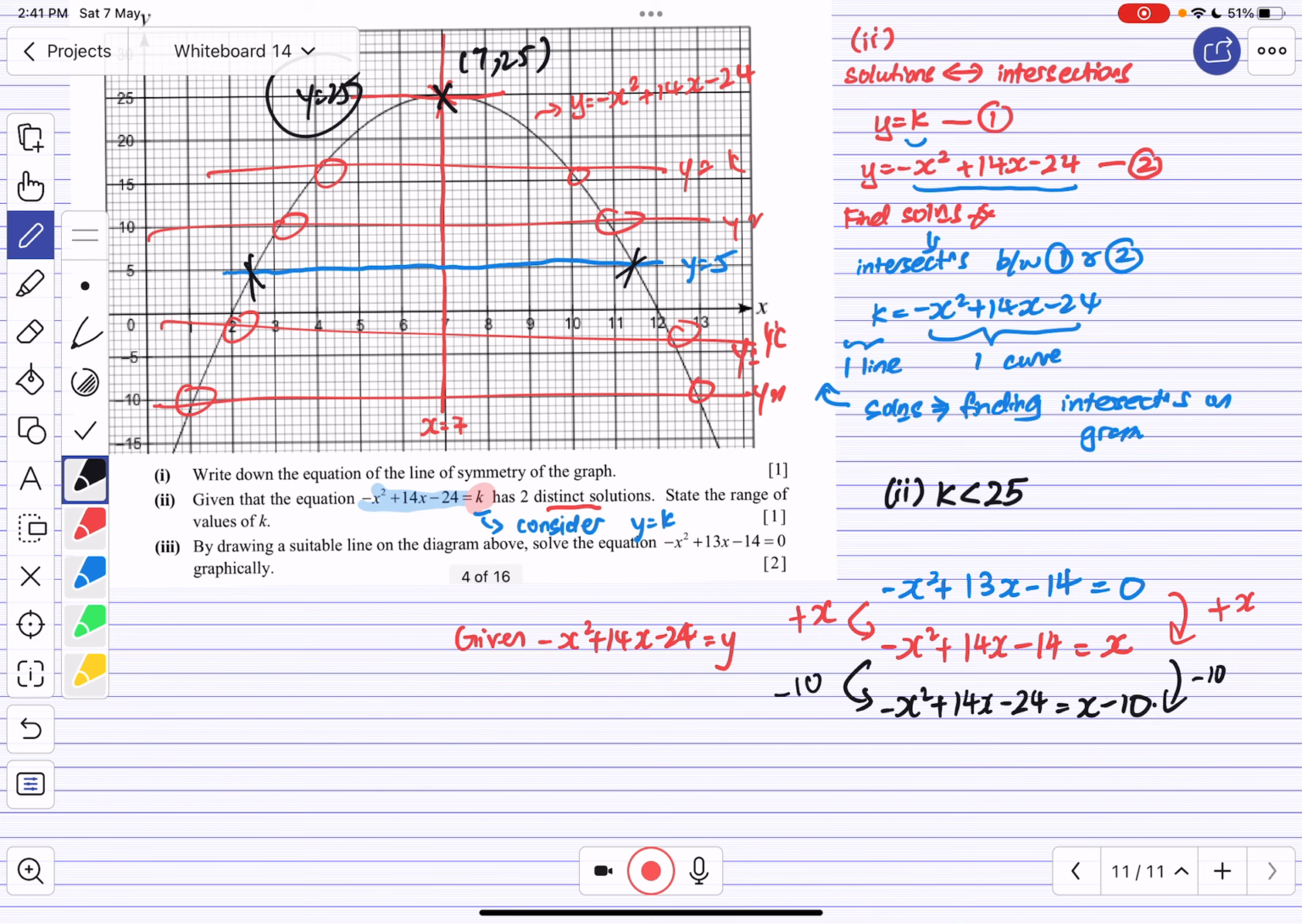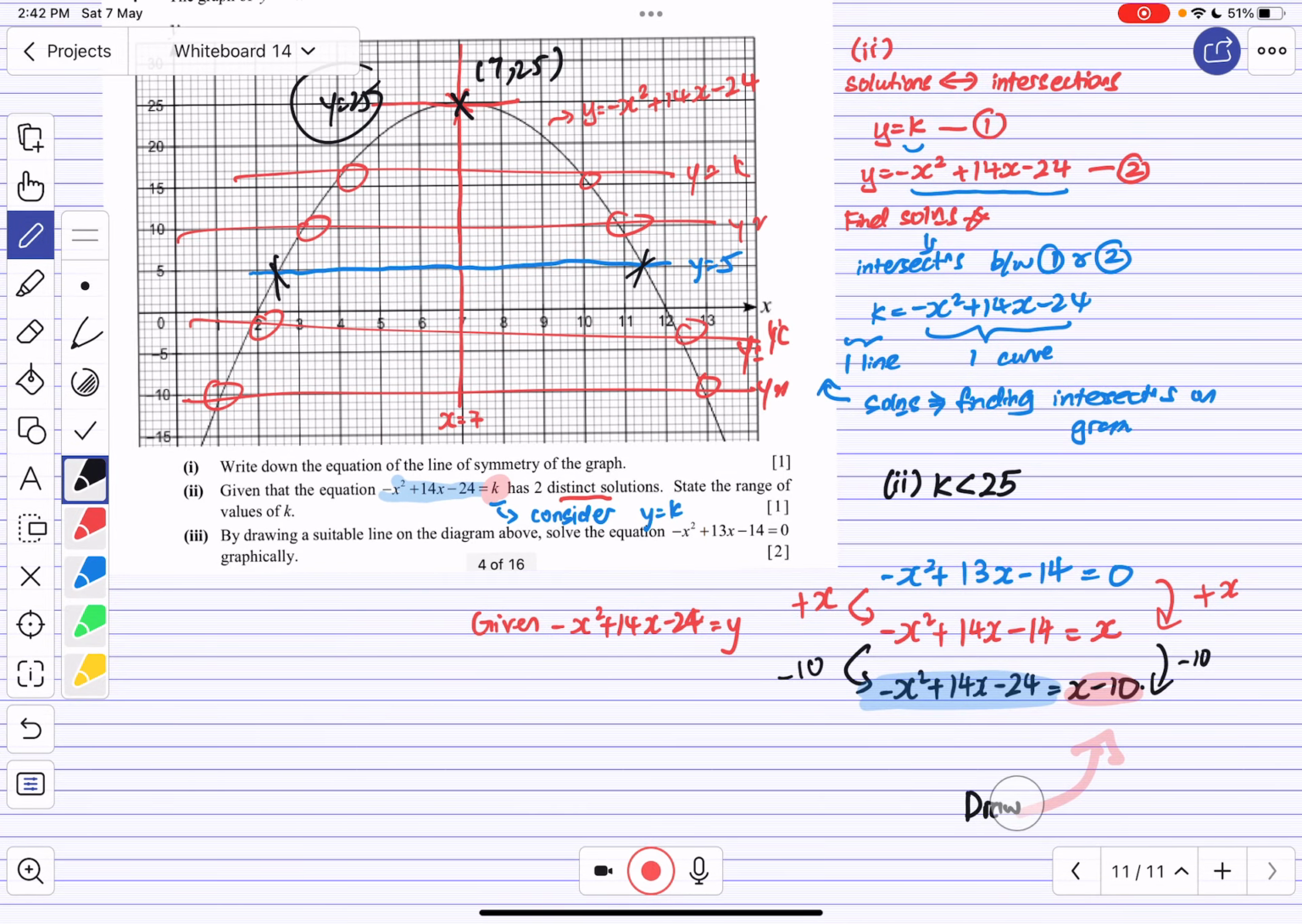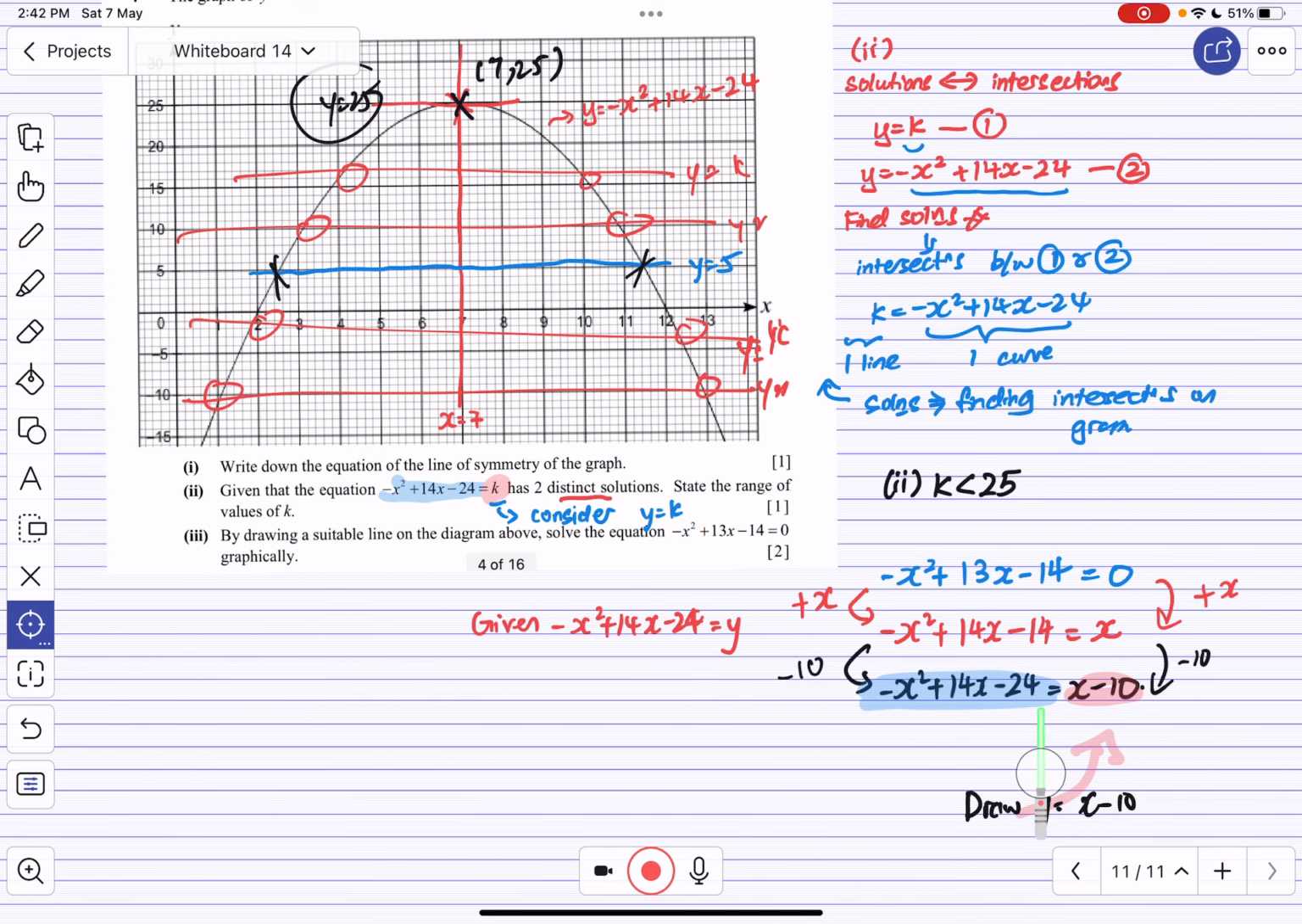So what do I do here? You can see that the solution for the first line should be the same as the solution for the second line, because these are all equivalent steps, and it should be the same as the solutions for the third line. What's so beautiful about manipulating the first line to the third line is that for the third line, we can make use of the graph that we have already drawn, and I simply need to draw y equals to x minus 10. If I just add this line onto my graph, then the intersection between these two curves will give me the solutions to this equation.